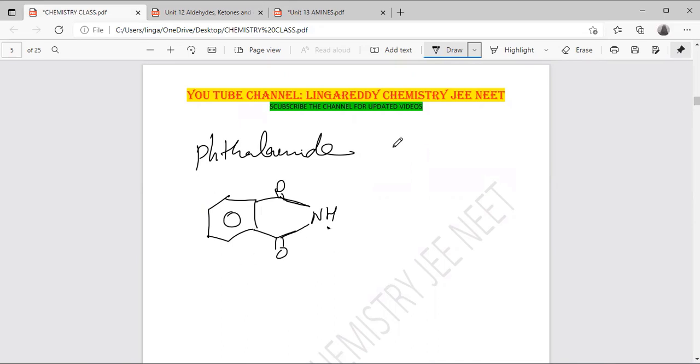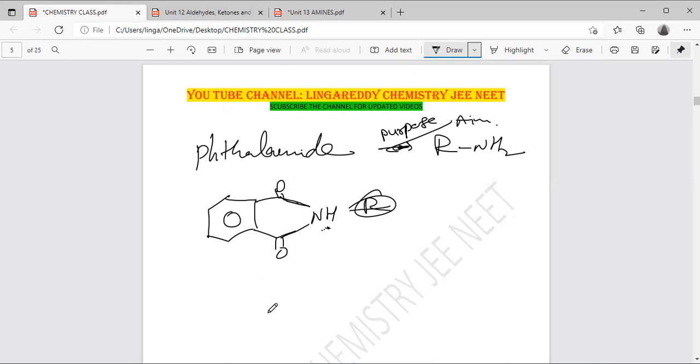See, what is our aim? RNH2, I want to prepare. I want to prepare amines. So here one nitrogen is there, and I want to join one alkyl group here. Whenever you want to join the alkyl group, you should take it in ionic form. Then only you can join the alkyl group easily.